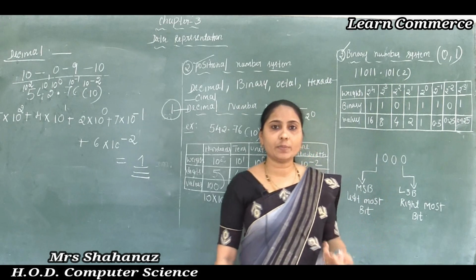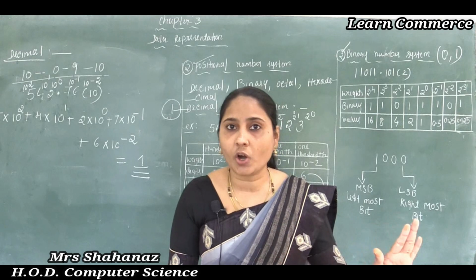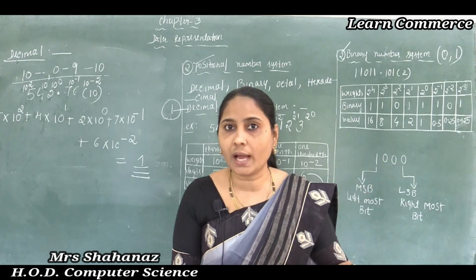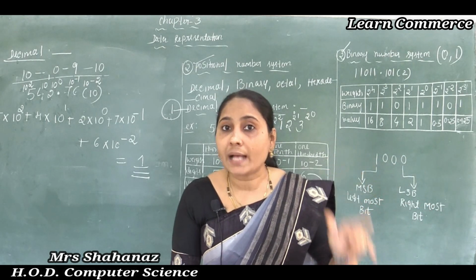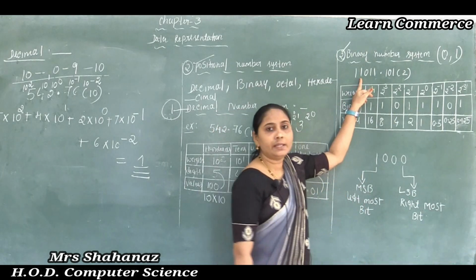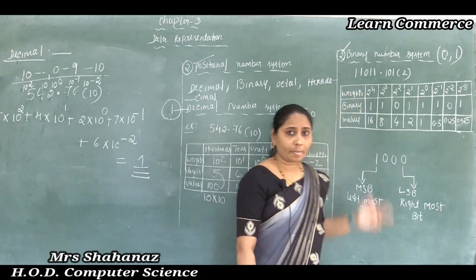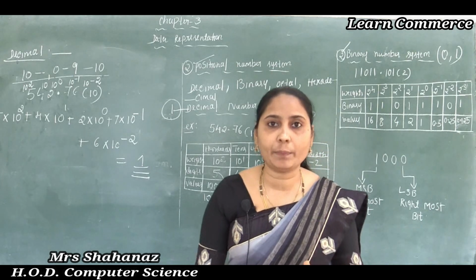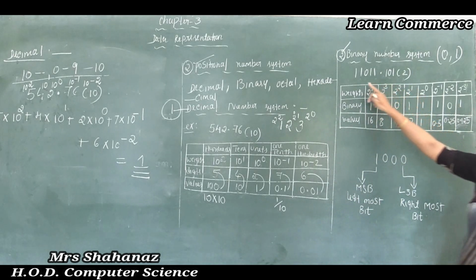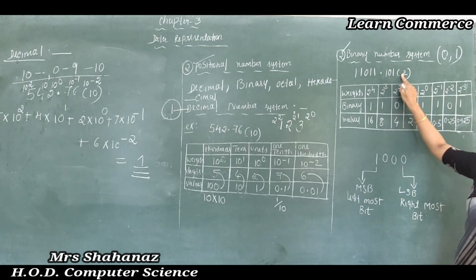As we know, our decimal number system has base 10, but the binary number system base, or radix, is 2. It contains the values 0 and 1, so every value is going to be used in that format only. So here is one example for the binary number system: the representation value is 11011.101 base of 2.